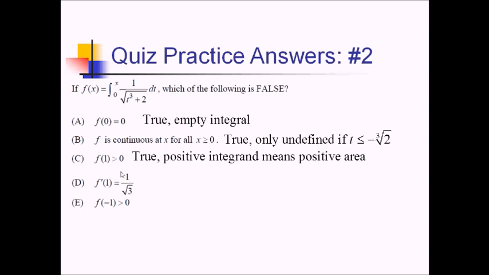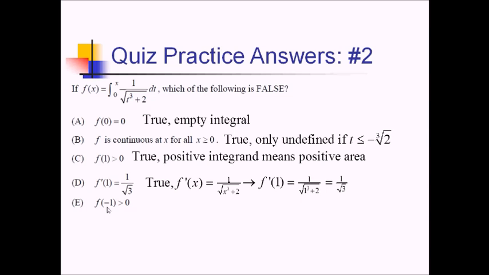Next, f prime of 1 is 1 over the square root of 3. Well, if I take the derivative of this function, I'm just substituting x for t. So that's just 1 over the square root of x cubed plus 2. And then if I plug 1 into that mess, I've got 1 over the square root of 1 cubed plus 2, which is just really 1 over radical 3. So that ends up being true. So by process of elimination then, we're stuck with choice E, but let's just analyze it just to be sure.